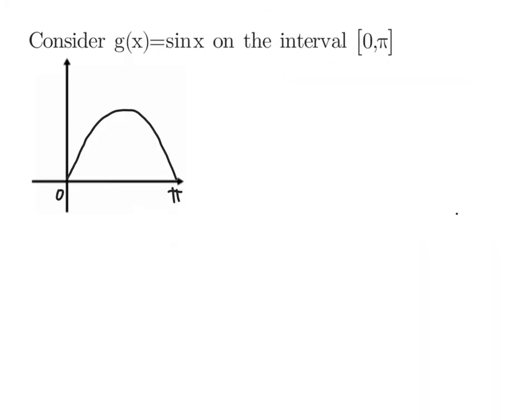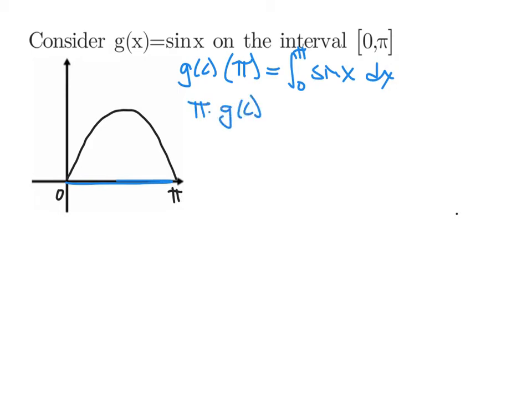Let's try another one. Consider g of x being sine of x on the interval from 0 to pi. Let's find that c that's guaranteed by the mean value theorem. All right, the mean value theorem would say that g of c times the length of the interval, so pi minus 0, is equal to the definite integral from 0 to pi of g of x, that's sine x dx. So we have pi times g of c is equal to negative cosine evaluated from 0 to pi.